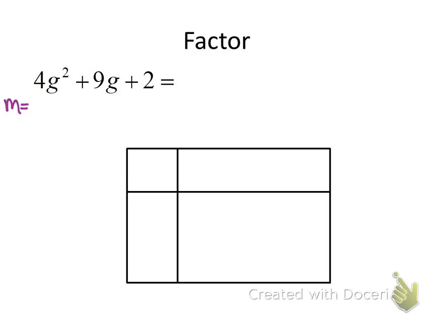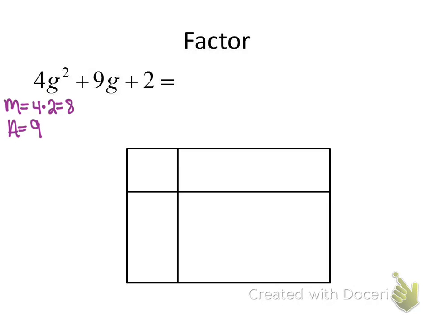4 times 2. Your first coefficient times your third coefficient. So 4 times 2, which equals? 8. Now I need to find what my A is. According to my notes, what is my A? 9. So, before I gave you the cheat sheets, M means to multiply, right?